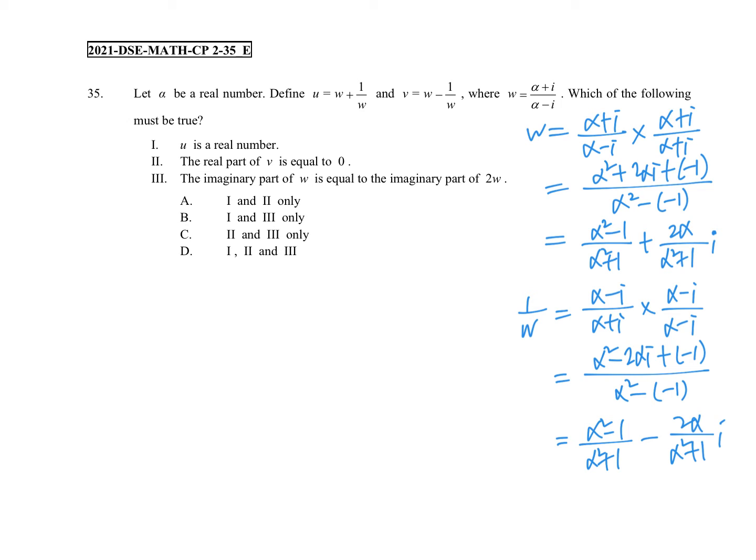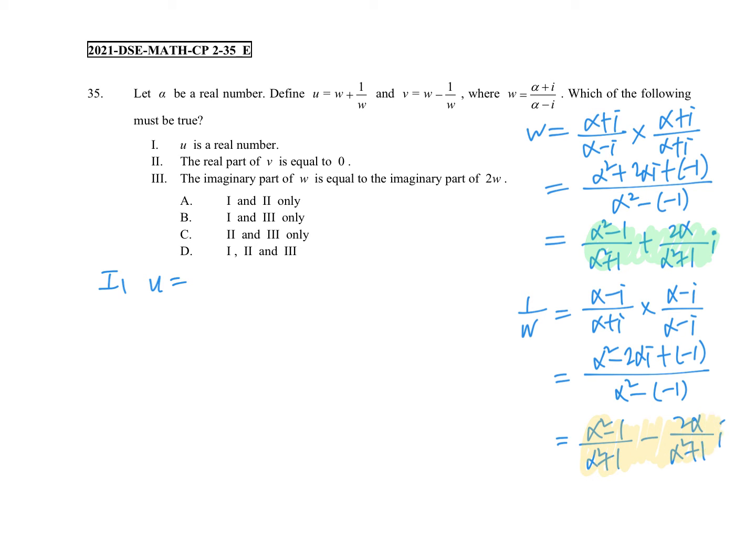So we go back to statement 1. U is a real number, where U equals W plus 1 over W. Here we can do something similar to the method of elimination used in solving simultaneous equations. This is what we call equation 1, and this is what we call equation 2.